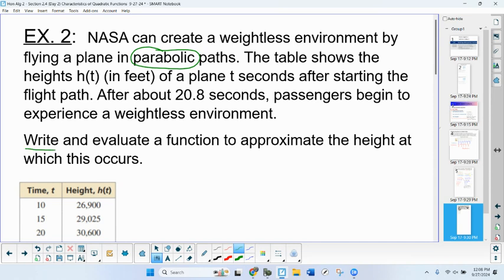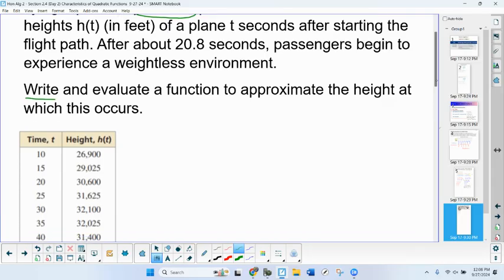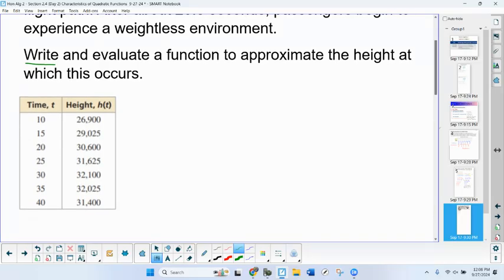Write a function. All right, well, in order to write in a function, you need to either have a point and the vertex. Okay, do I have the vertex that I know of? No. I need the point and 2 x-intercepts. Do I have any x-intercepts? No. Or I need 3 points. Do I have 3 points? Yeah, I have more than 3 points. So we need to pick 3 points to work with. Which 3 points are you guys going to work with?